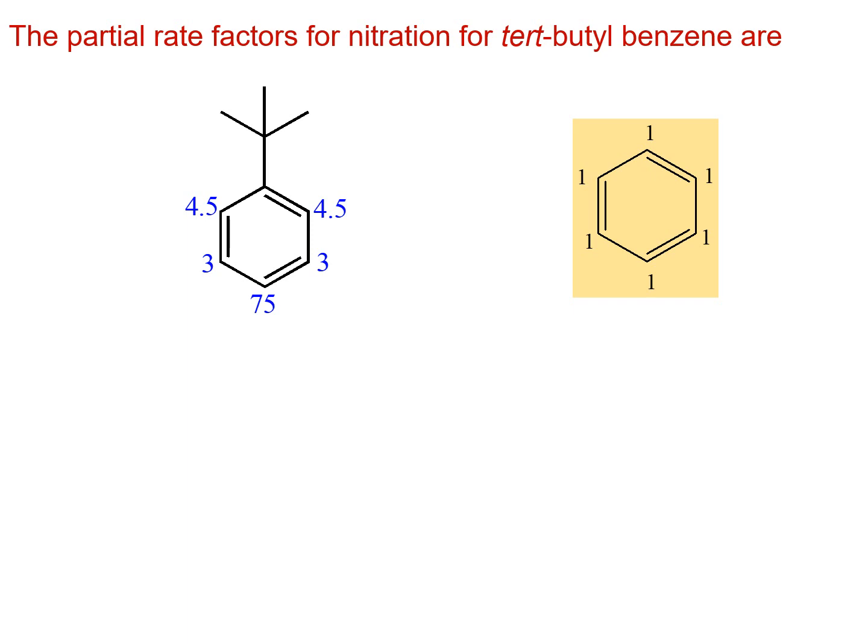Let us solve the next problem based on the partial rate factor. The partial rate factors for the nitration reaction of tertiary butyl benzene are given. The partial rate factors for ortho, meta and para positions are found to be 4.5, 3 and 75 respectively. As partial rate factors are greater than 1, it means the tertiary butyl group is an activating group.